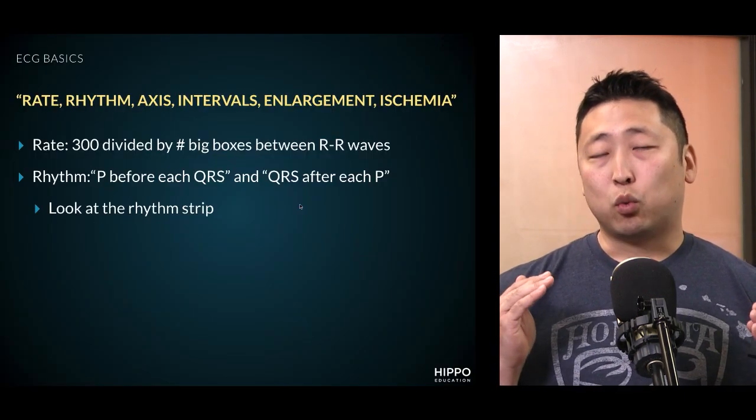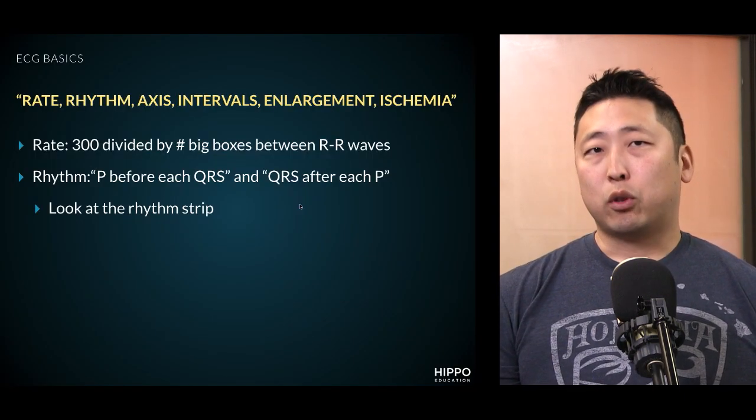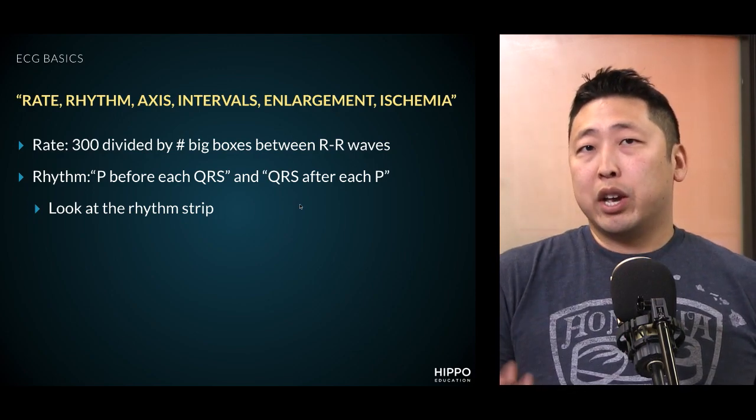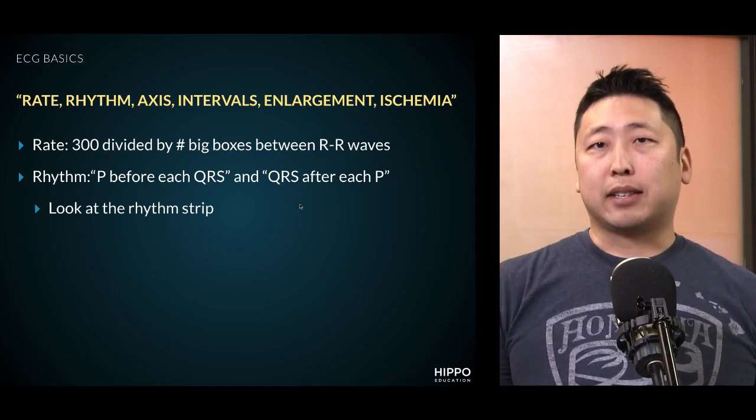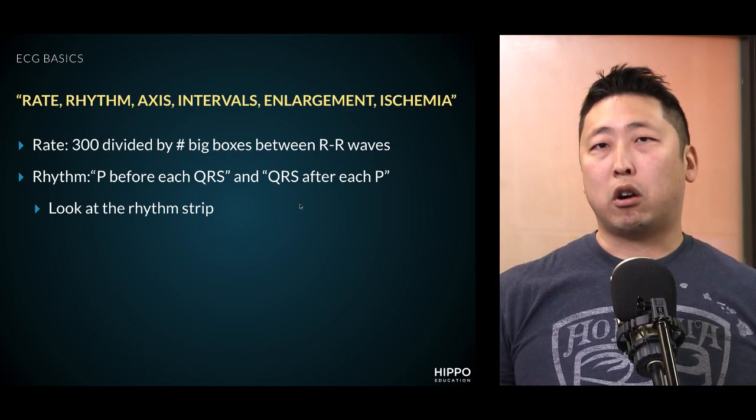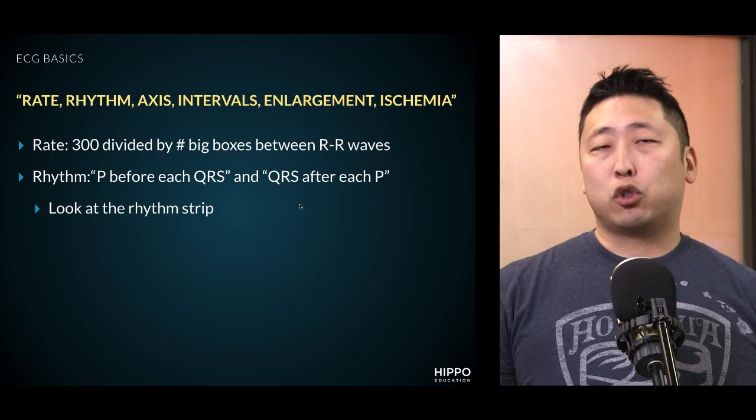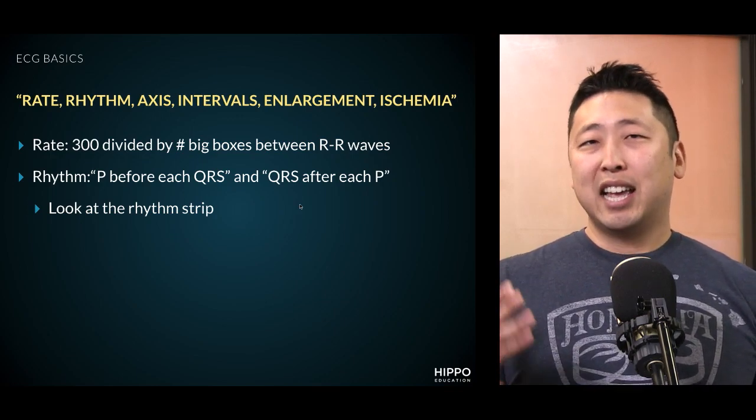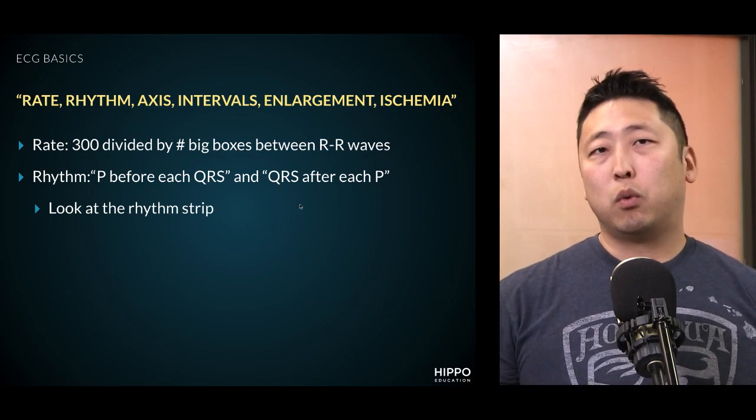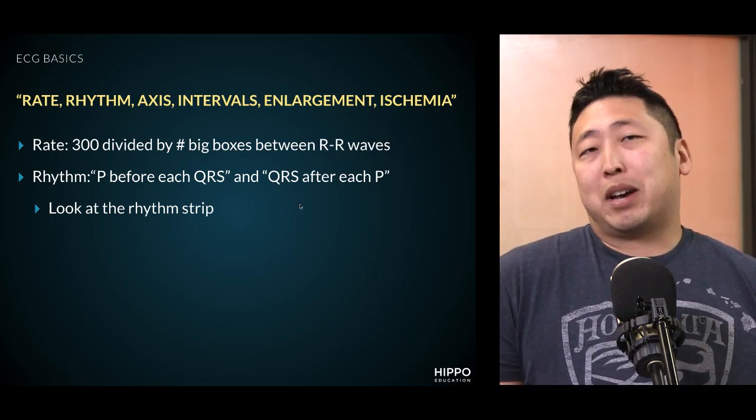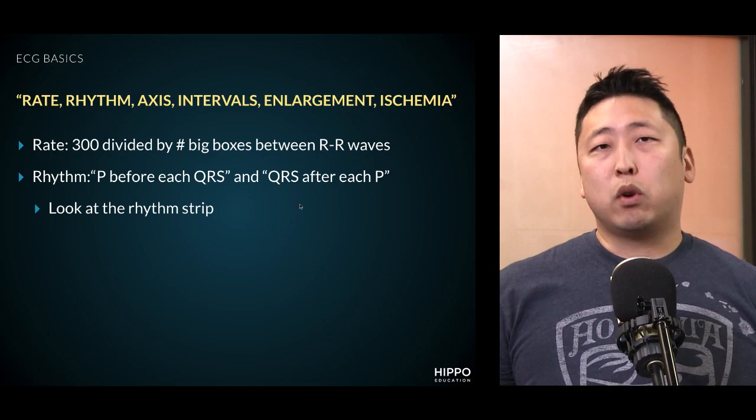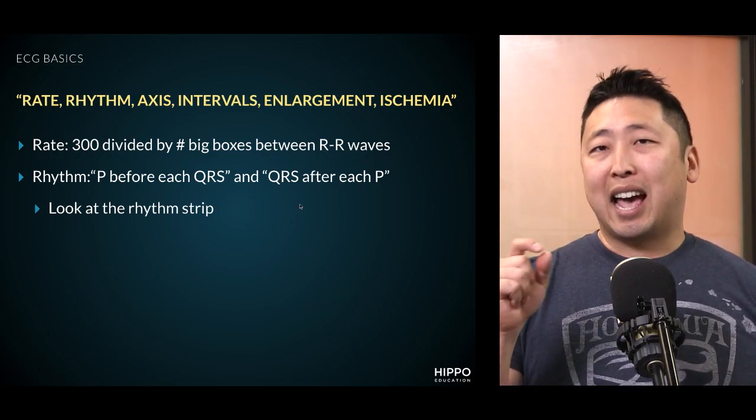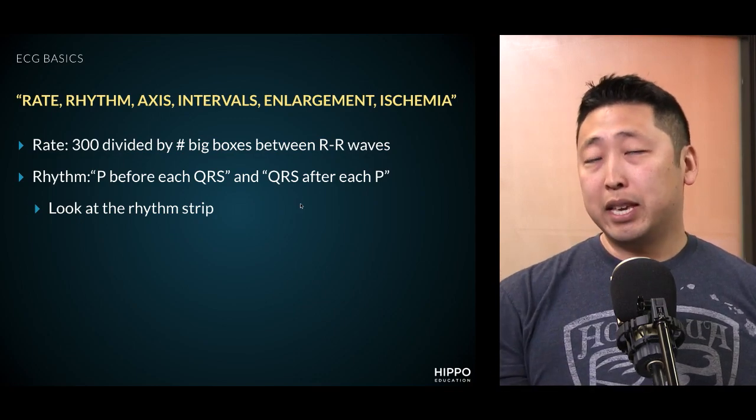Now, when you calculate rate and rhythm, you're going to be looking at the rhythm strip. The way that I calculate rate is I actually like the calculation: 300 divided by the number of big boxes, or larger boxes, between the R to R waves. Some people like to just remember 300, 150, 100, and use that as they count each of the boxes between the RR waves. I just like calculations. It's about the same thing. When you look at the rhythm, you want to make sure that there's a P wave before every QRS and that there's a QRS complex after every P.